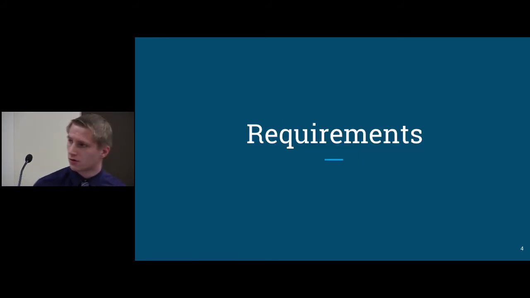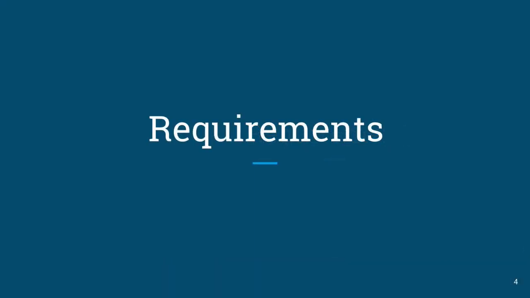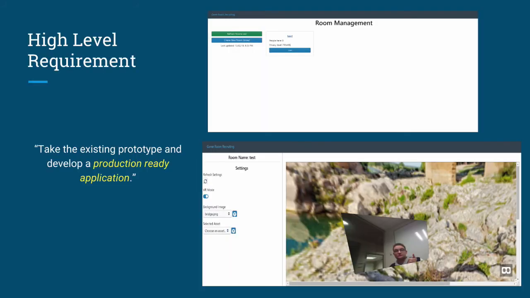This time I'm going to go over to the requirements with Jonathan. All right, so what would the requirements for such a project look like? Well, our very high-level requirement was that we were going to take the prototype and produce a production-ready application. To the right of this slide, you can see screenshots we took of the prototype from the last team: a room list, and what it looks like if you go into the room.